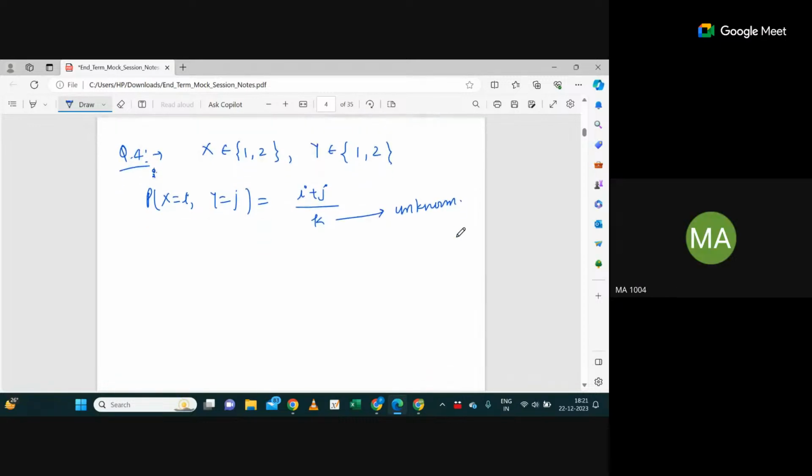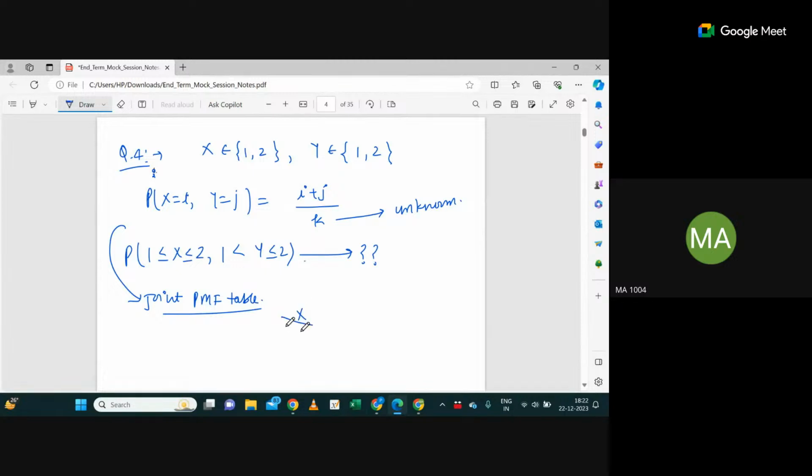So we have to find out the value of the probability 1 less or equal to x less or equal to 2, 1 less than y less or equal to 2. This you can do directly, or you can go with the joint PMF table. It's good to go with the joint PMF table, then all the things will be very clear. So suppose this is x, this is y.